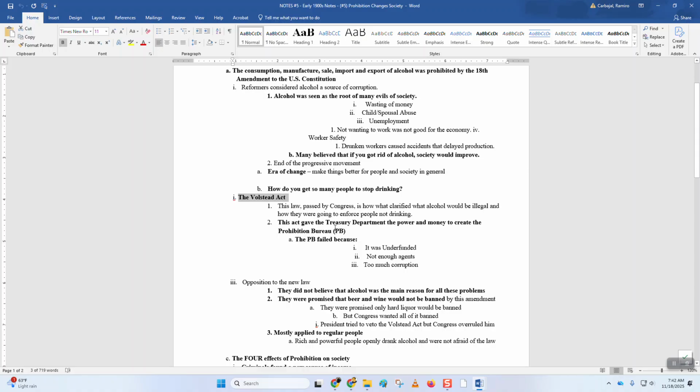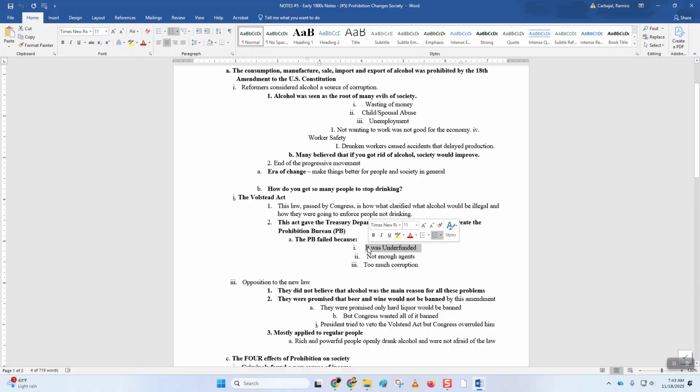So they're going to create the Prohibition Bureau. All right, so the Treasury Department gets given money and power, and they create the Prohibition Bureau. And their job is to, across the country, make sure people don't drink. But they're going to fail. Why? Because it was underfunded. Not enough money for this massive agency.